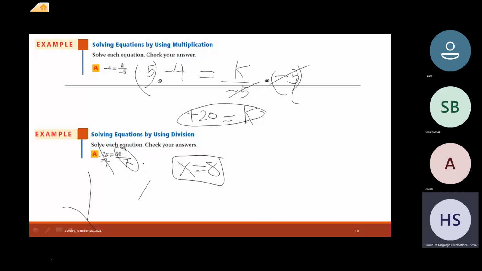This is divided by negative 5, multiplied by negative 5. When you have 1 over 4, multiplied by 4, 1 times 4 is 4 over 4, it is 1. Here it is the same. It will be like negative 5k over negative 5. They cancel each other.